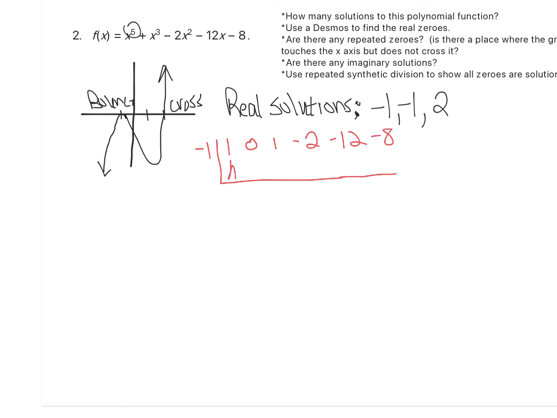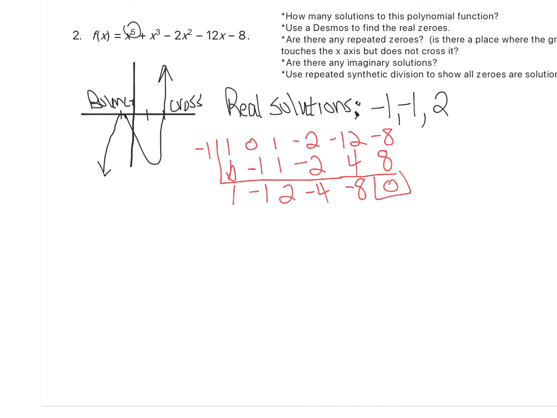Okay, so we bring down that 1, multiply around to get -1, add to get -1, multiply to get +1, add to get 2, multiply around to get -2, add to get -4, multiply around, get +4, add to get -8, multiply around, +8. When we add them, we get 0.